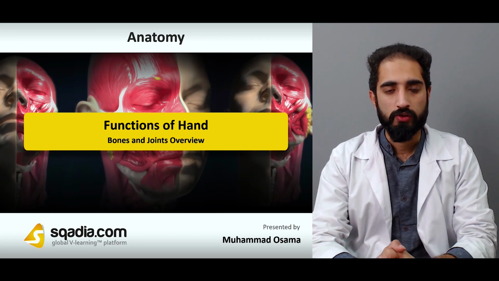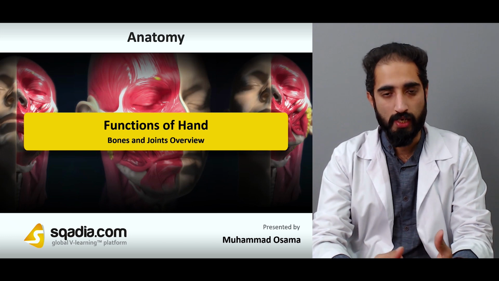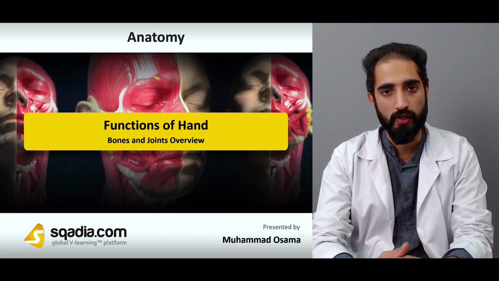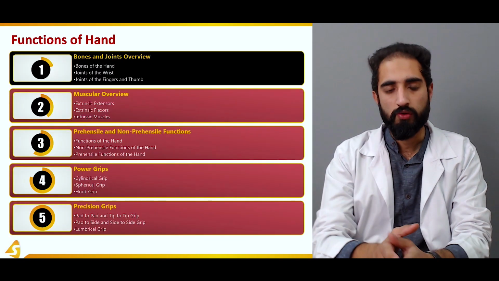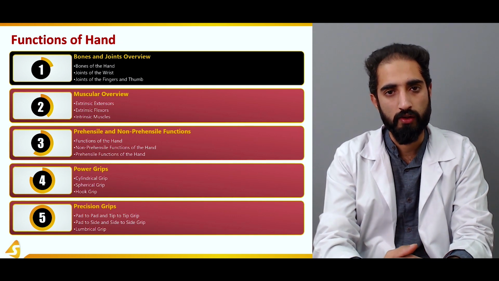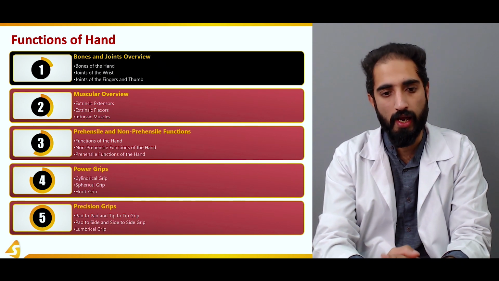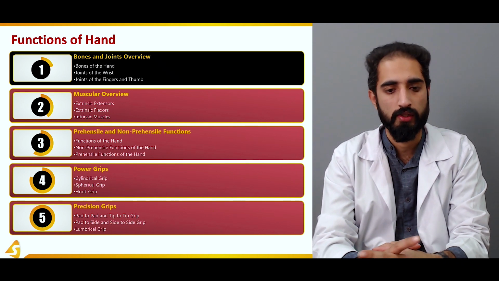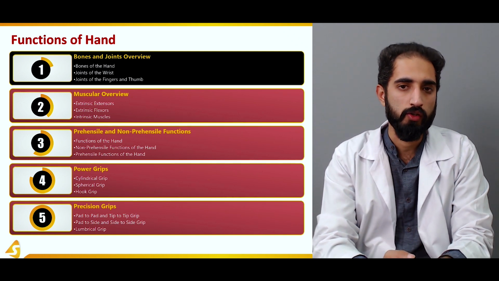Welcome back to sqadia.com, and as we are talking about the function of the wrist, it is very important to understand the bony framework and the joints that are involved at the level of the wrist and hand. So talking about the functions of the wrist and hand, because they serve as a single unit, we need to understand the bones that make up the wrist and hand and the joints which are at the level of the wrist and hand, including the joints of the wrist, joints of the fingers, and joints of the thumb.